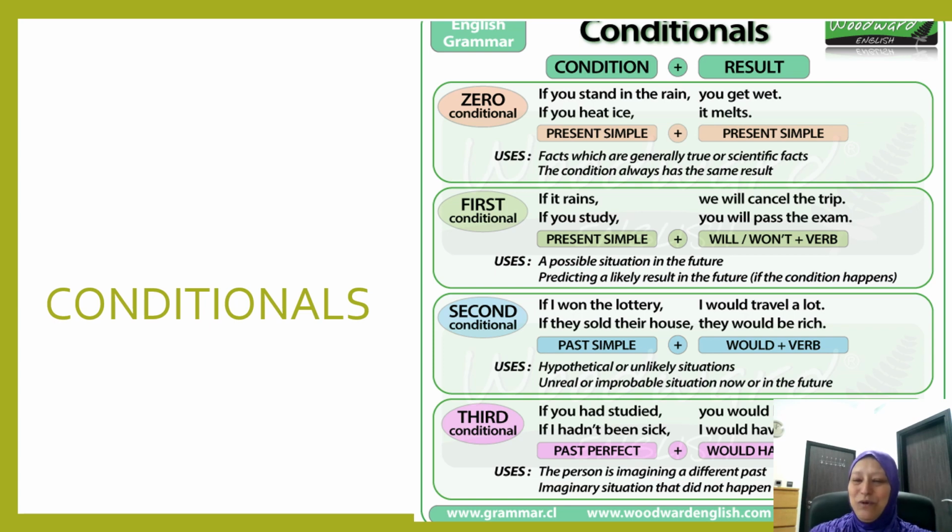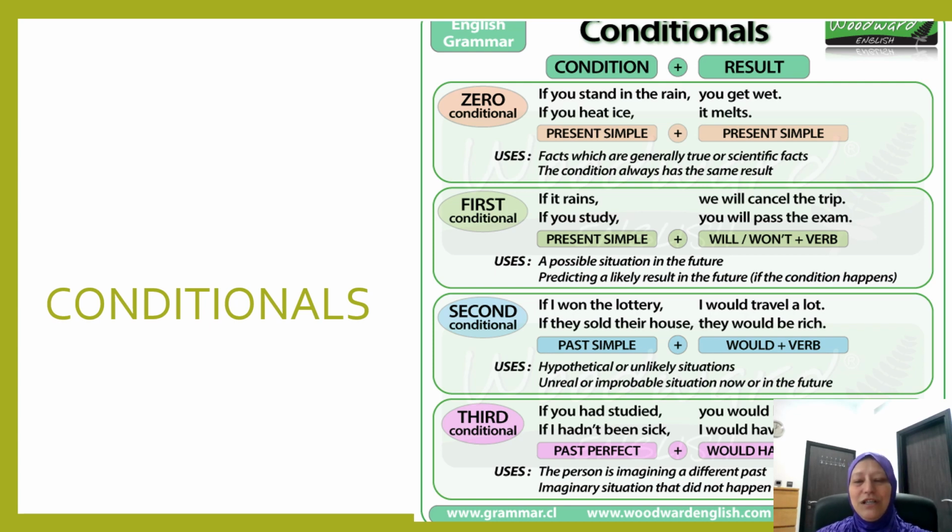As I said, today we will continue with the practice of conditionals. Let's first revise what we have covered before. So, conditionals in English are four. We have a zero conditional, first conditional, second conditional, and a third conditional.